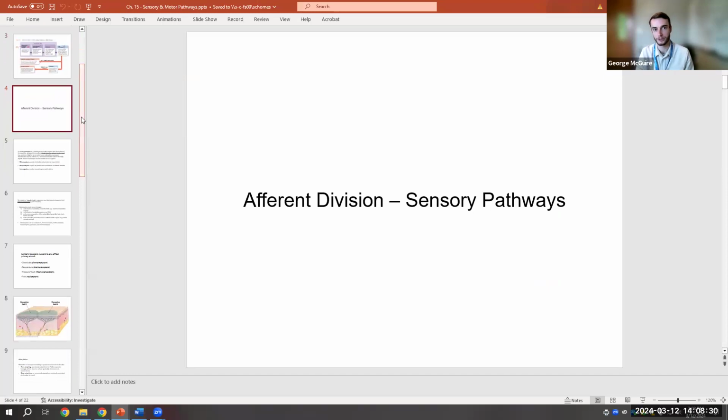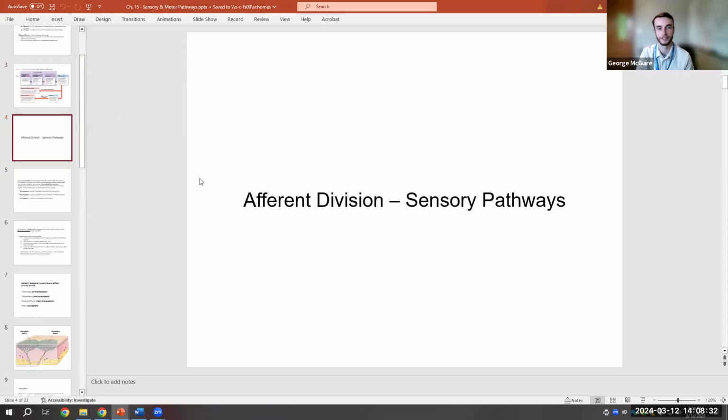And so for most of this chapter, we're going to focus on the afferent division, our sensation. We'll talk about one of the efferent division pathways, but we'll mostly be talking about our three major sensory pathways.